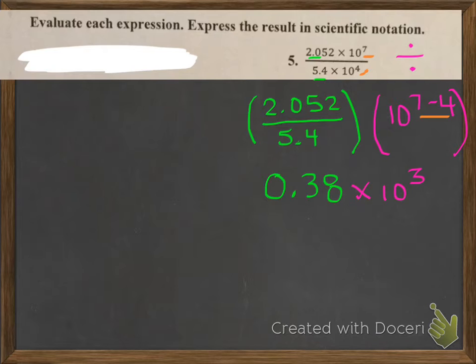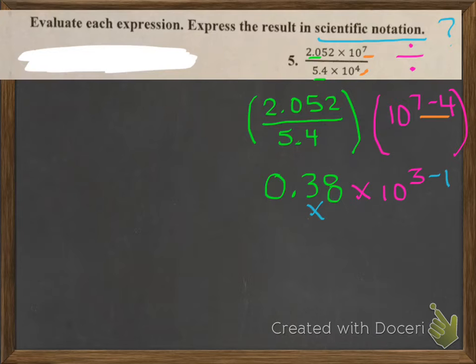So now this still isn't in scientific notation. Notice I put it in blue and I said question mark. Is this in scientific notation? It is not. So we need to do that. So we're going to put the X between the 3 and the 8. So now our new answer should be 3.8.